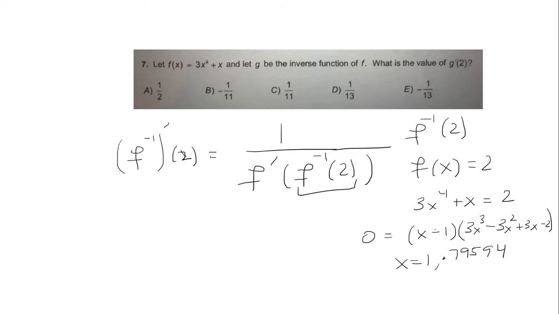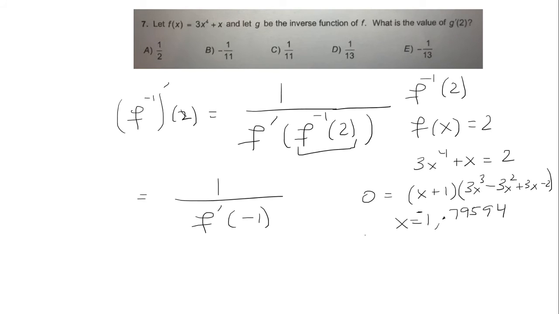And actually this should be positive. So this should be -1. So let's try x equals -1. Okay, so we'll have 1 over f prime evaluated at -1, right? Because what we just found was f inverse of 2. We got 2 answers. It's either -1 or 0.79594.